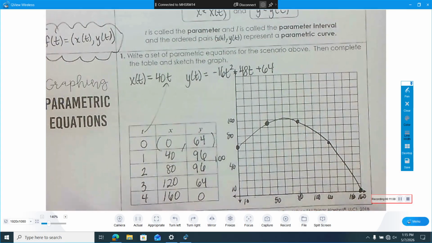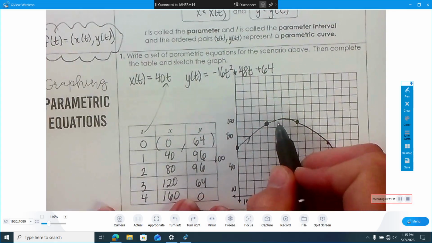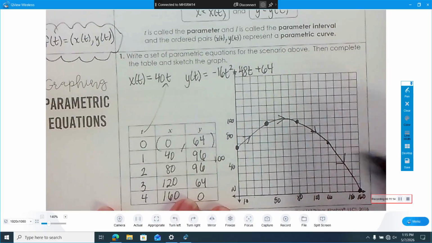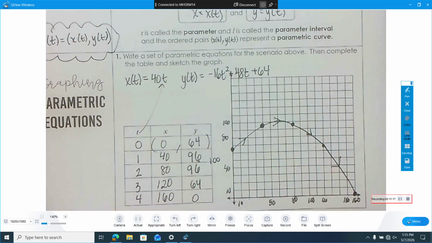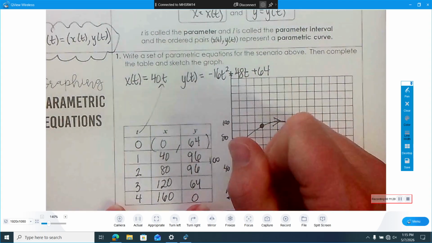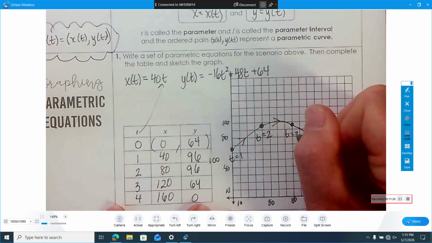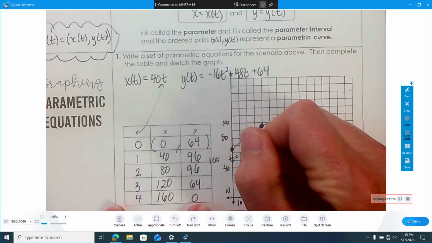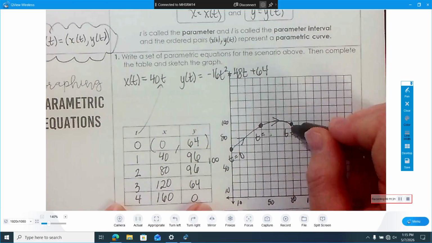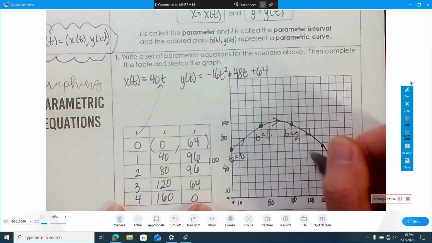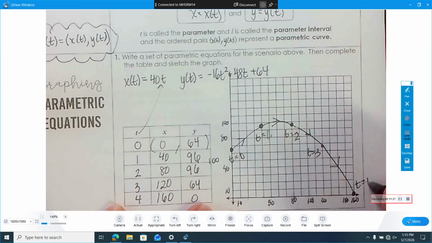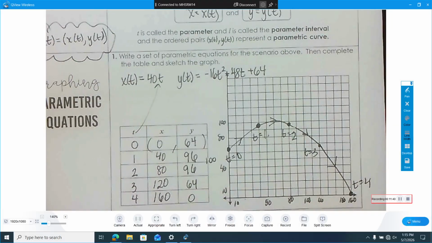We can also show the flight path where we put little arrows on our curve to show the direction of the movement. All right, and so this usually we would label like t equals 0. This is at time t equals 1, t equals 2, t equals 3, and t equals 4. So we can show how the ball moves with respect to time, horizontally and vertically, which is kind of cool.